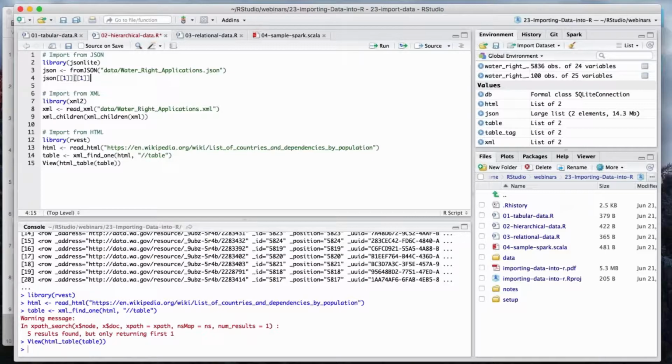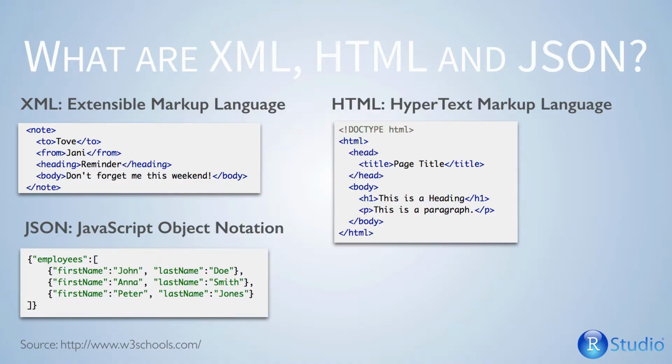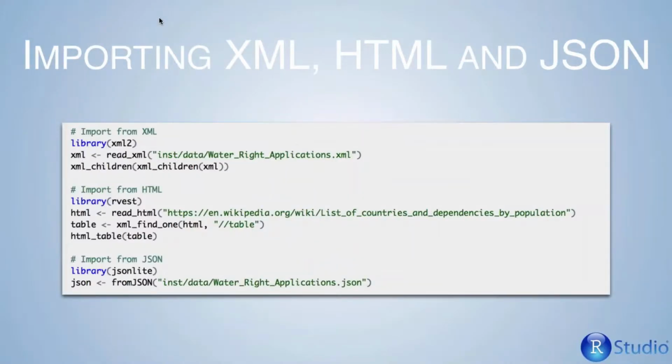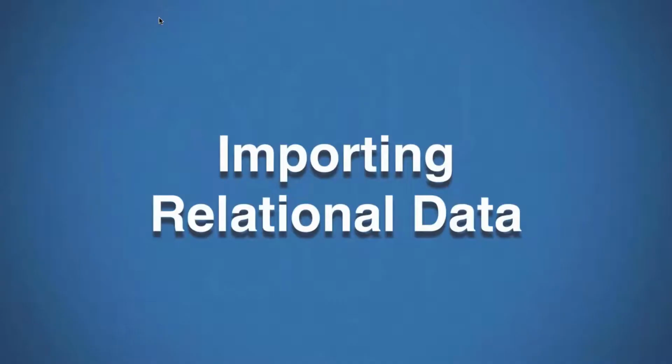All right, with that, if you want to come back, we're going to explore another category of data sources that you might want to import into R. We looked at a couple of these examples with XML, rvest, and JSON, and now we're going to look at importing relational data.